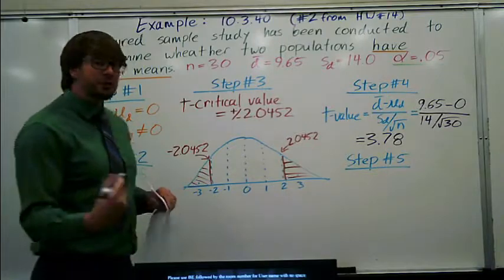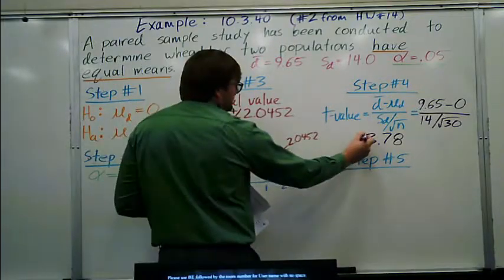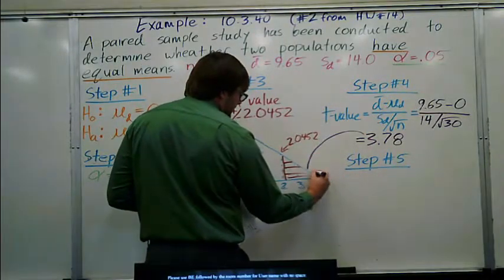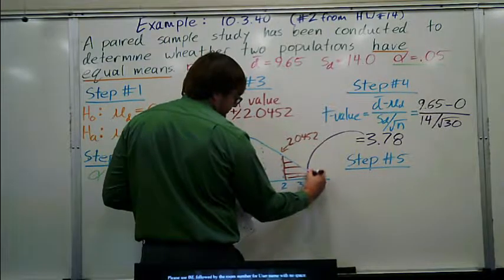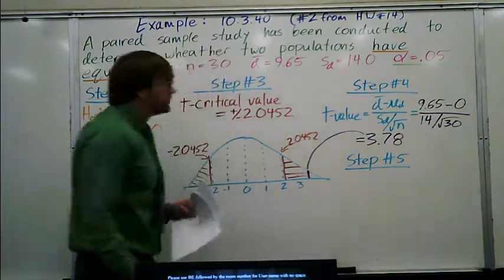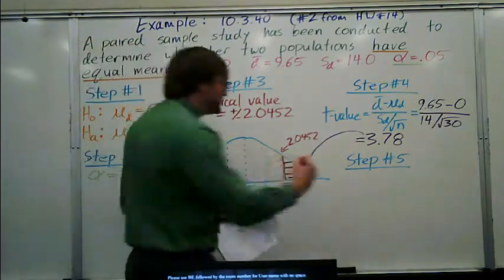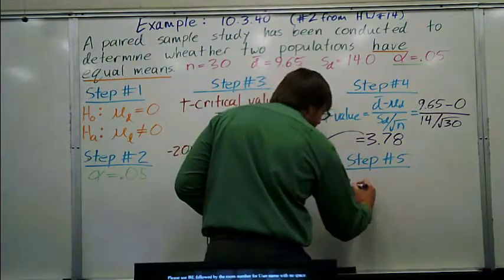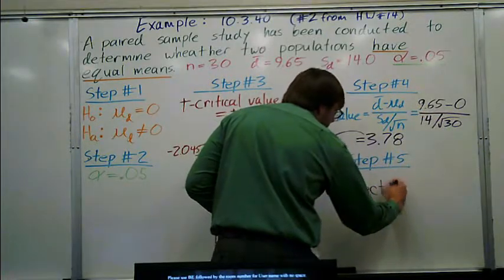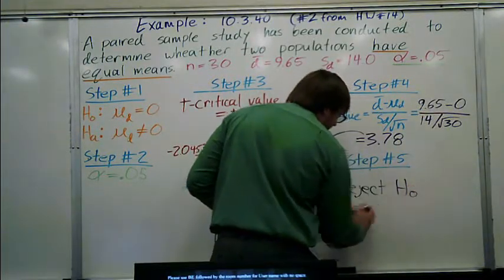Now, of course, 3.78 would fall somewhere right around there. So that is in the rejection region. So my decision then, of course, is to reject the null and accept the alternative.